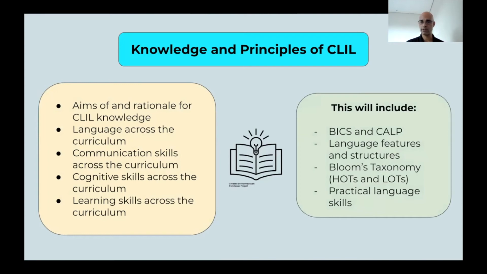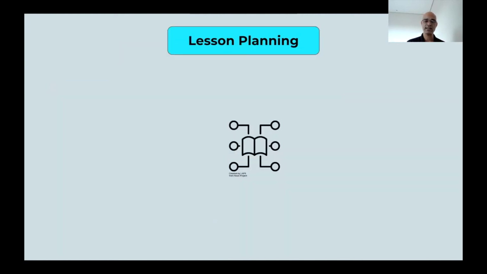And so some of the topics that could be included on the test, or they could have questions formatted around: BICS and CALP, which refer to conversational and academic English, respectively. We'll make a video about that when we tackle those questions in the future. Language features and structures, higher order and lower order thinking skills, referring to Bloom's taxonomy. We're also going to talk about that later on. And practical language skills that the students need to navigate the subjects, or each subject, because subjects may require different language skills, right, depending on what the tasks are.